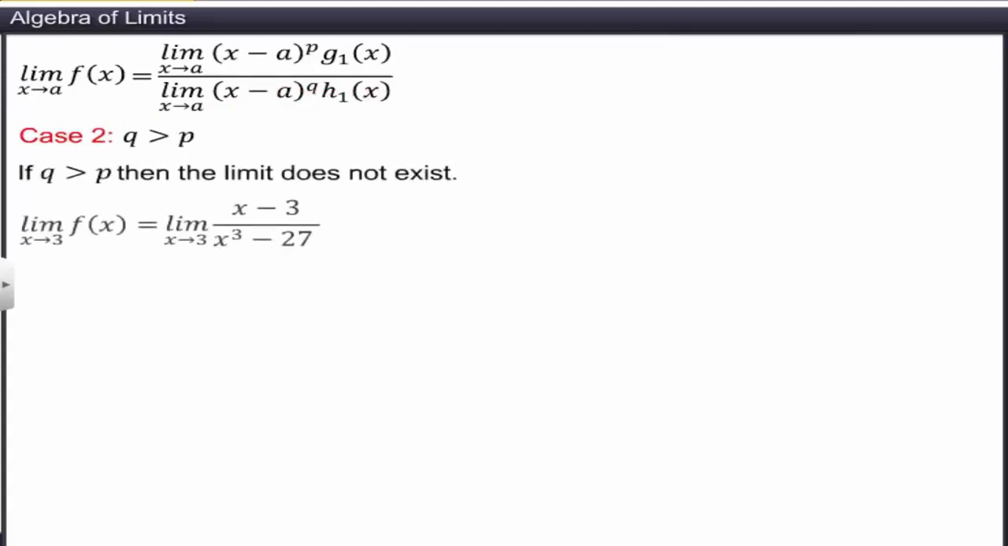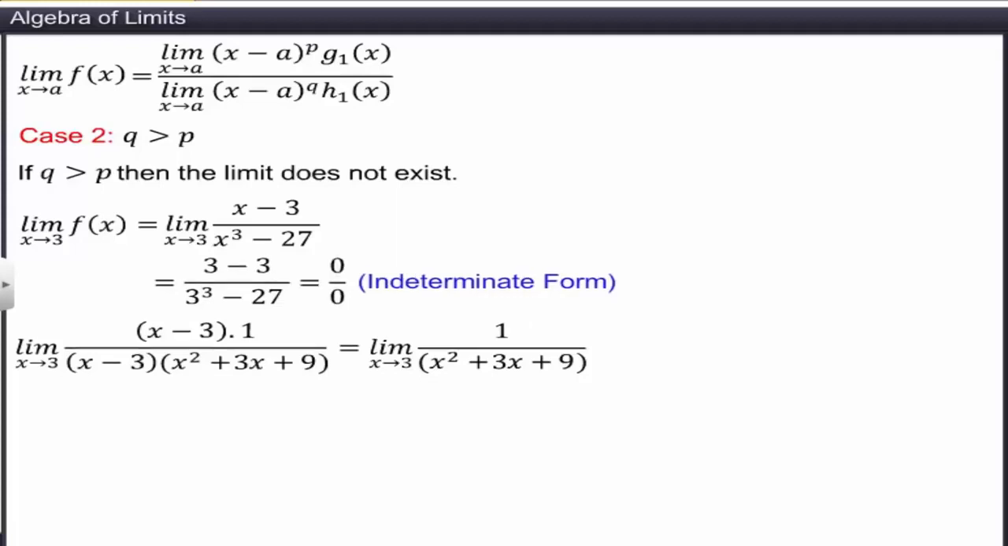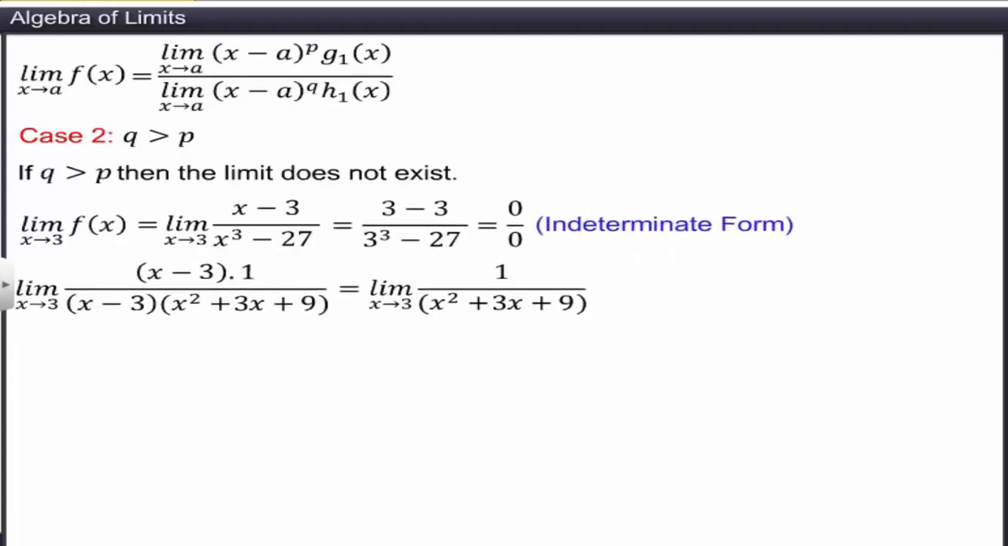Let's try to understand the discussion by finding the limit of the function as shown. When we find the limit, it turns out to be indeterminate. So, to avoid this, we write the numerator and the denominator in the factors of x minus 3. The limit is equal to 1 divided by 27.